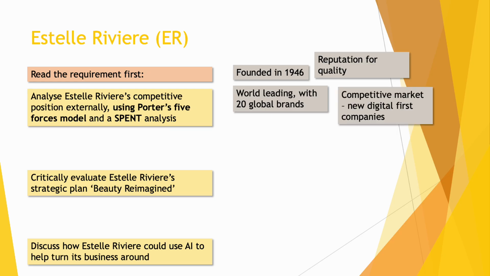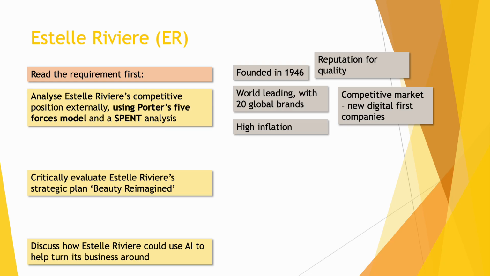And we know, for example, from the scenario that there's a competitive market. So there are lots of new digital-first companies that are coming in and stealing market share from Estelle Riviere. We can also spot things like, there's high inflation. It mentions information about our suppliers. There's all sorts of bits and pieces of information that you can highlight as you go through the requirement that might be relevant to this first section, this Porter's 5 Forces and PESTLE analysis.